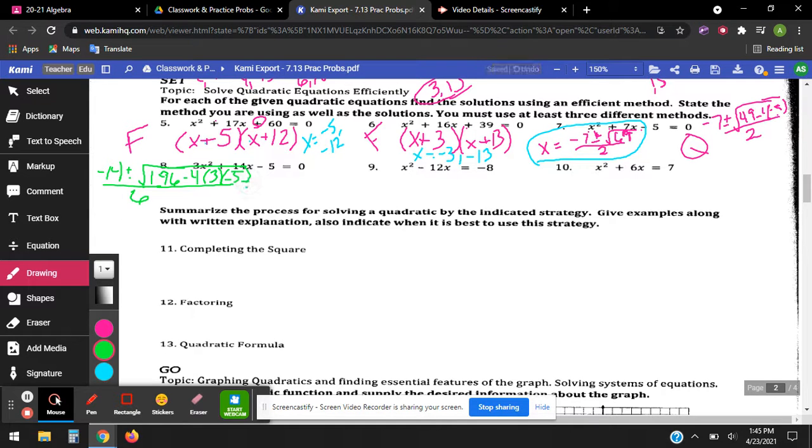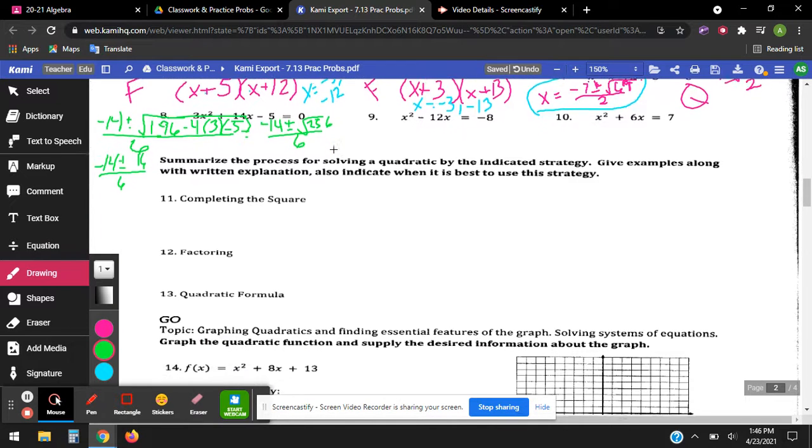All right, we might have to go down the line on here. So negative 14 plus or minus the square root of 196. So let's see what 4 times 3 times 5 is. That's 60. So 196 minus a negative 60, 256. Now 256 actually has a square root. That is 16. So negative 14 plus or minus 16 divided by 6.